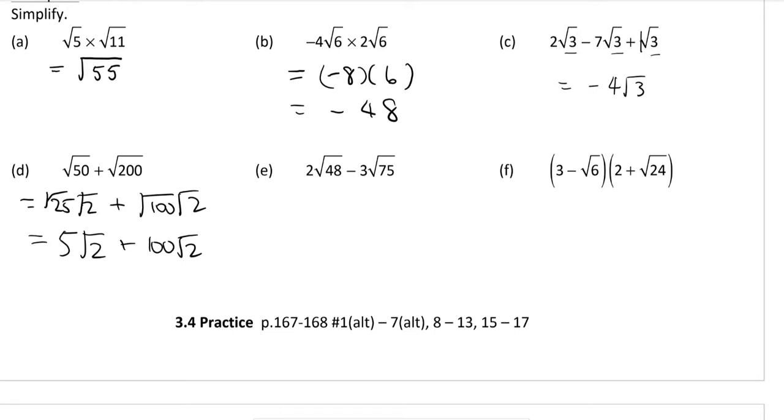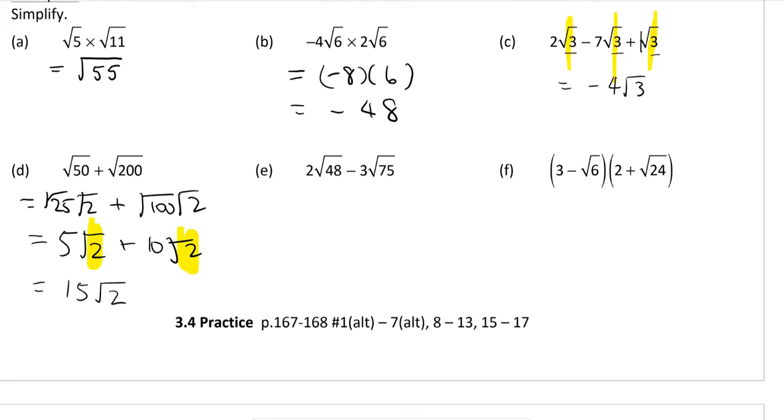Okay, so, oh, sorry, not 100. It should be 10. Okay, fixed. So now you have two radicals here that are the same. So it's kind of like part C in the sense that we treated these ones as like terms. So these two are my like terms. Okay, so we're just going to do 5 plus 10. That's going to be 15. So I got 15 root 2.